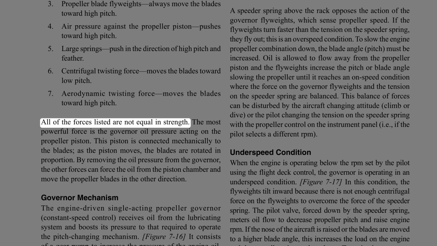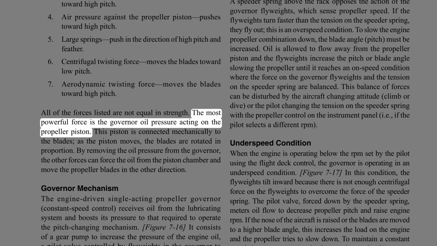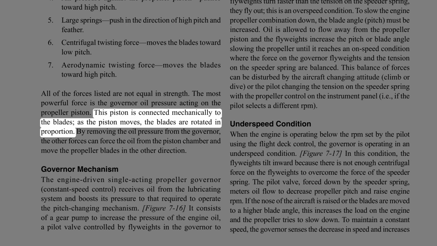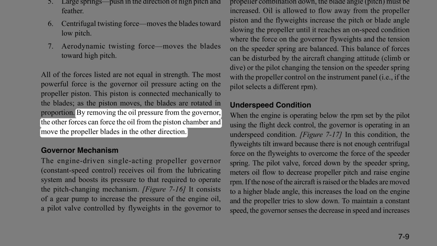All of the forces listed are not equal in strength. The most powerful force is the governor oil pressure acting on the propeller piston. This piston is connected mechanically to the blades. As the piston moves, the blades are rotated in proportion. By removing the oil pressure from the governor, the other forces can force the oil from the piston chamber and move the propeller blades in the other direction.